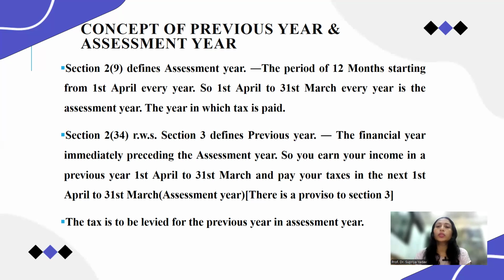So you earn your income in the previous year. Suppose I want to give a live example. What is the assessment year going on? It is the 24-25 assessment year that is going on. And what is the previous year we have? It is 23-24. Why is it 23-24? Because it starts on 1st April 2023 and ends on 31st March 2024. That is your previous year. Yes, you understand what I am telling you?